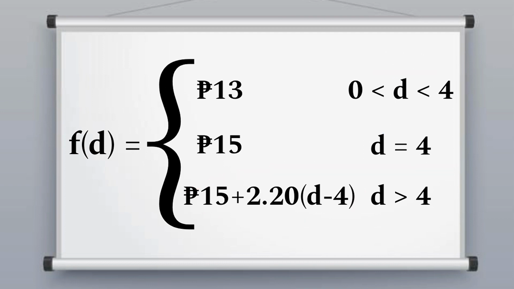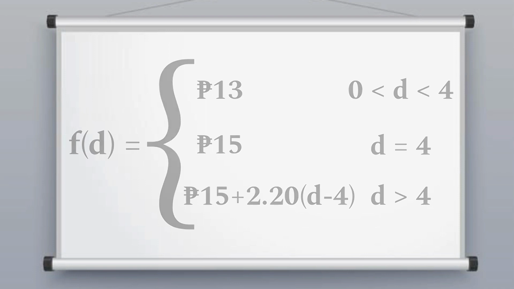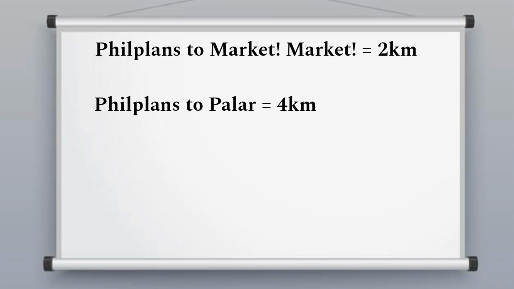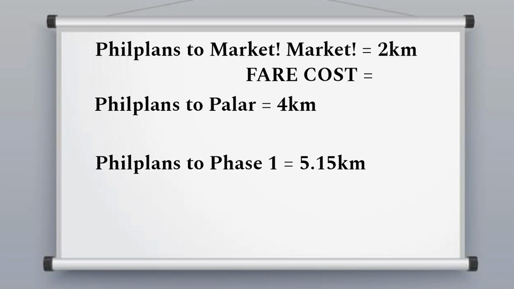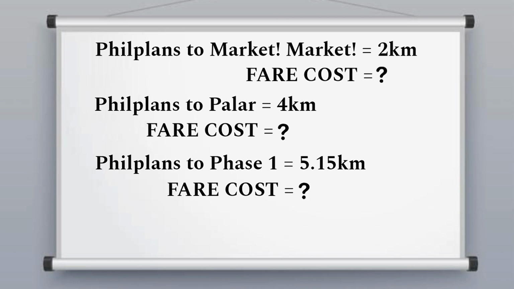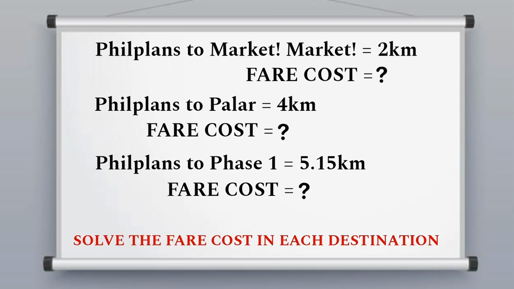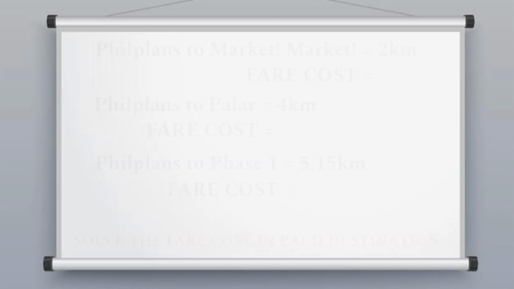Consider the piecewise function. F of D is equal to 13 pesos if D is greater than 0 but less than 4, 15 pesos if D is equal to 4, and 15 pesos plus 2.20 pesos times D minus 4 if D is greater than 4. Step 4. Combine and solve solutions. Combine the solutions for each interval into a unified solution. Put the solutions back into the original piecewise function to ensure they satisfy the given equation.